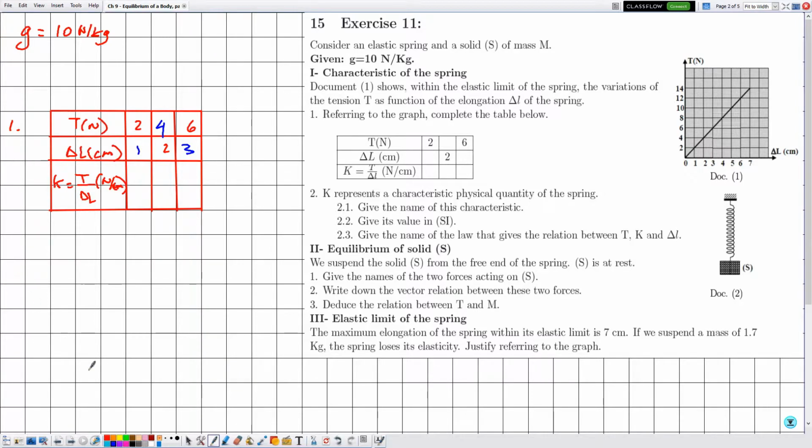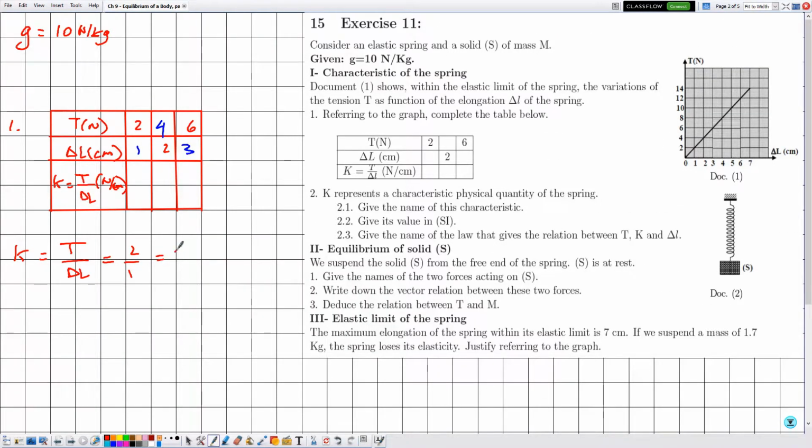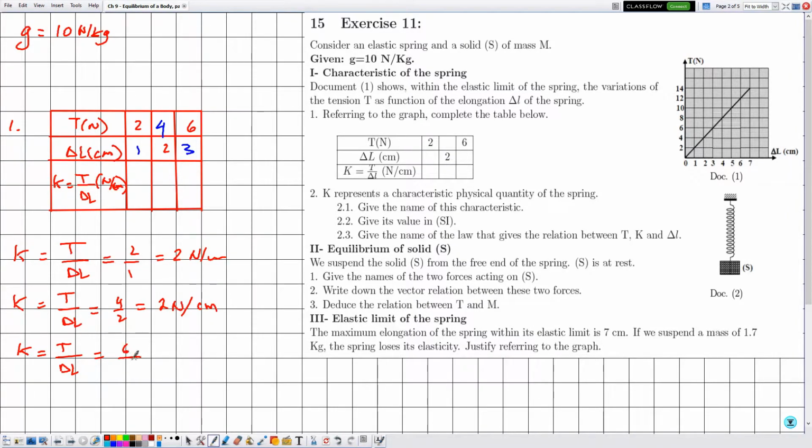Now in this case, K is given by T divided by delta L. So for the first values, this is a ratio. 2 divided by 1 is equal to 2 newtons per centimeter. As for the second one, K is T divided by delta L, which is 4 divided by 2. And for the third one, K is T divided by delta L, which is 6 divided by 3, which is equal to 2 newtons per centimeter.